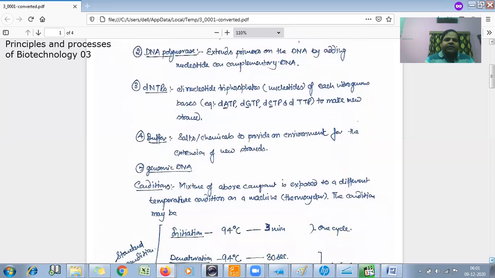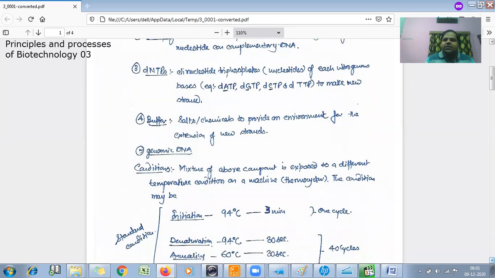And the fourth is buffer. The buffer is the combination of some salts and chemicals which provide an environment for the extension of new strands. And the fifth is the genomic DNA, means the DNA from where we are going to amplify, or we are going to make the synthetic DNA strand. Suppose I am going to amplify, or going to synthesize, the growth hormone gene of cattle, then I need to have the genomic DNA of cattle only.